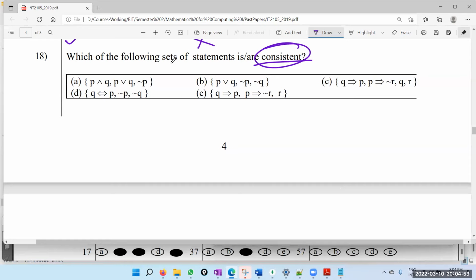So which of the following sets of statements is consistent? Right. So what is meant by consistent?